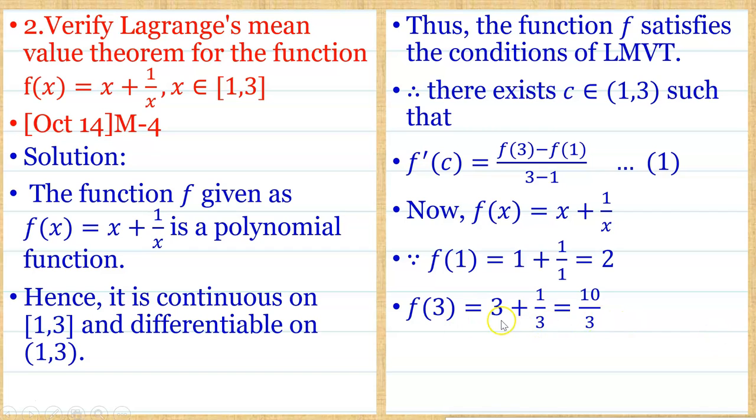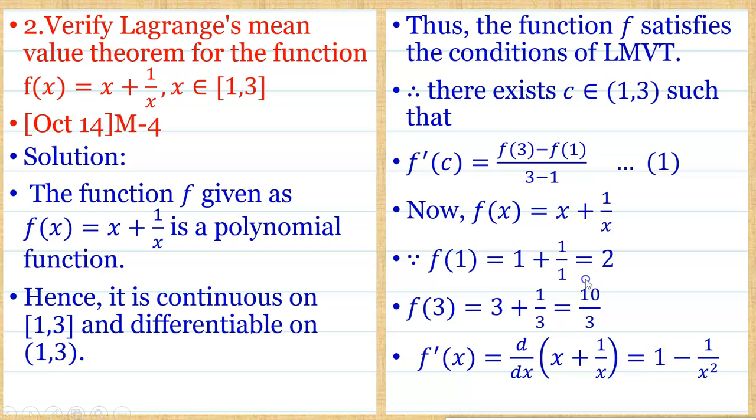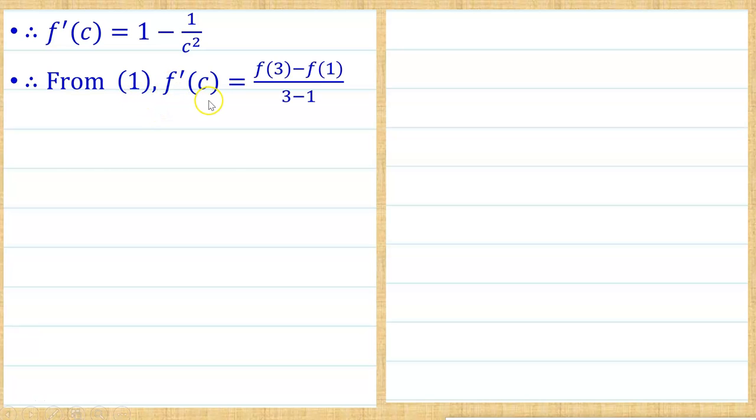आता हे सिम्प्लिफाय केल्यानंतर 3 into 3 that is 9 plus 1 that is 10 by 3 झालं आपल्याला. Therefore f dash of x, आता त्याचा डेरिव्हेटिव्ह काढणार आपण इथे. Okay, the derivative of d/dx of x plus 1 upon x, derivative of x is 1 and 1 upon x किती आला minus 1 upon x square. Okay, now the next is f dash of c म्हणजे काय, x is replaced by c, 1 minus 1 upon c square. Therefore from 1 what is f dash of c? f dash of c ची Lagrange mean value theorem मध्ये कशी व्हॅल्यू असते, f of 3 minus f of 1 upon 3 minus 1.